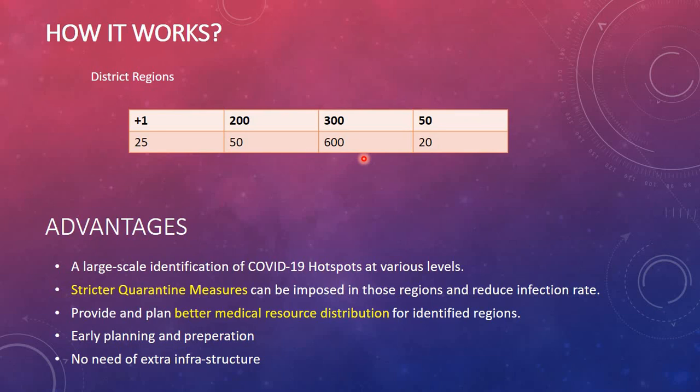The advantages are very, very important. We can have large scale identification at various levels: state, district, national, everywhere. We can implement stricter quarantine measures. We can provide better medical resource distribution for the identified region, as well as plan earlier and prepare for the need. Most important is that we don't need any extra infrastructure.